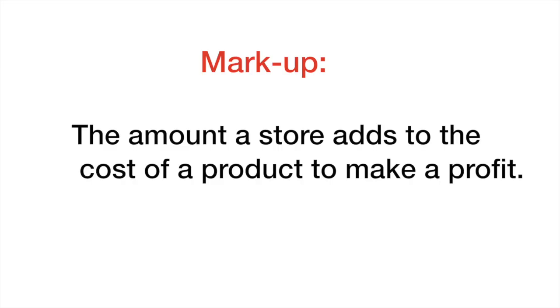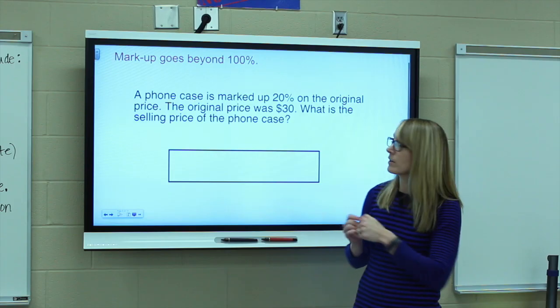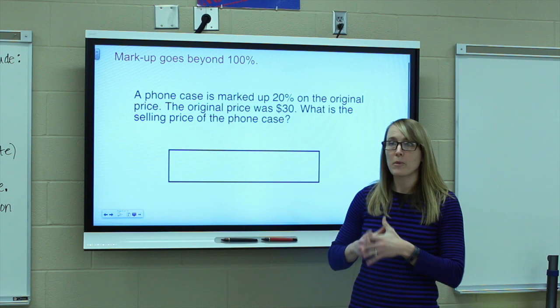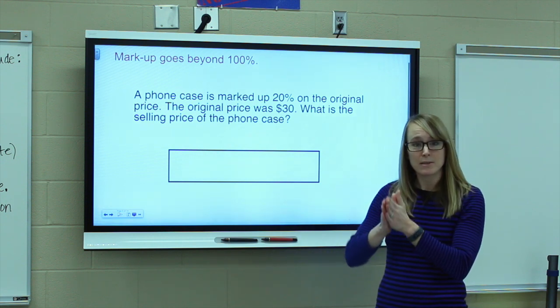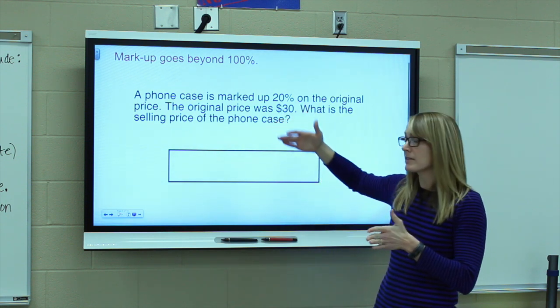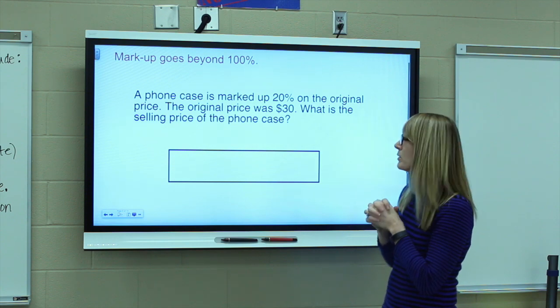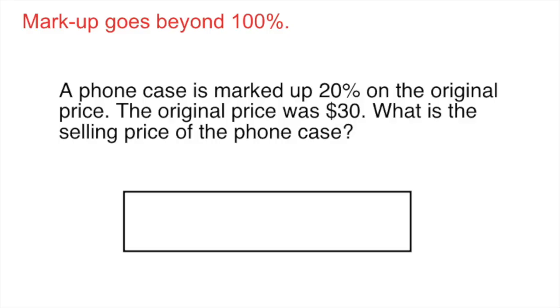Okay, this next problem is about something called markup. Basically, when a store gets an item and they sell it to you, they don't sell it to you for the same price that they got it at, because then they wouldn't be making any profit. So now we're going to look at some problems that go beyond 100% because the store has marked up their price to make the selling price for you. So basically, we have a phone case that is marked up 20% on the original price. The original price was $30, and we're looking for what is the selling price of the phone case.